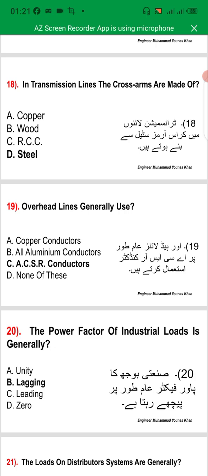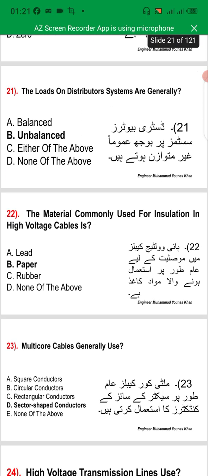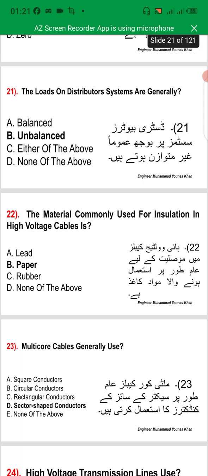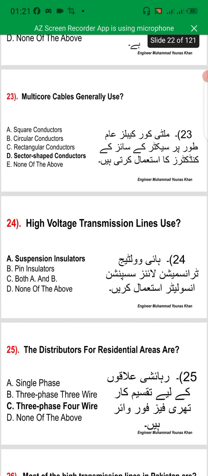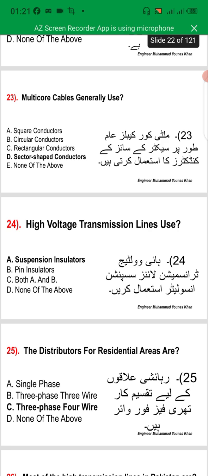The power factor of industrial load is generally lagging. The load on distribution systems is generally unbalanced. The material commonly used for insulation in high voltage cable is paper. Multi-core cable generally uses sector-shaped conductor.